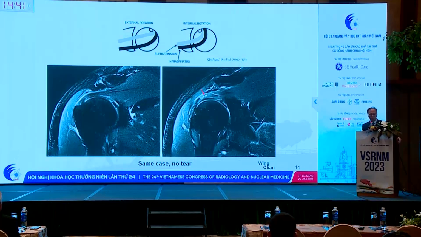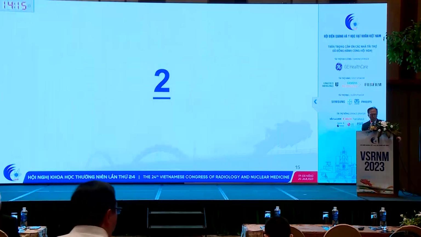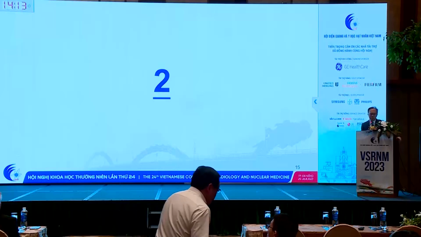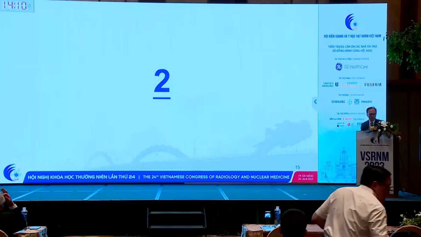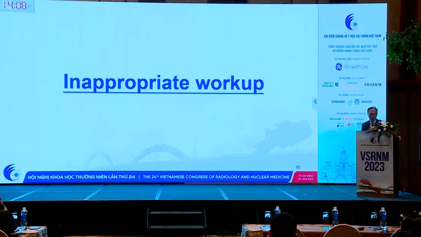If we do a natural neutral thumb up position, we can see the supraspinatus clear, continuous in low signal intensity. However, if you do an internal rotation, then we will see a gap with high signal, which will mimic a tear. So do it in thumb up or slightly external rotation is acceptable. Okay, so those are two examples of improper positioning, and the second one is inappropriate workup.